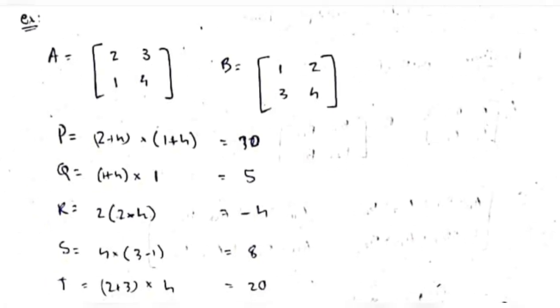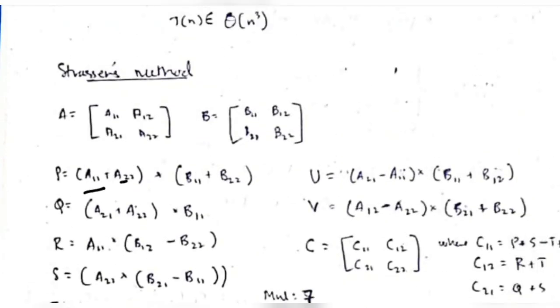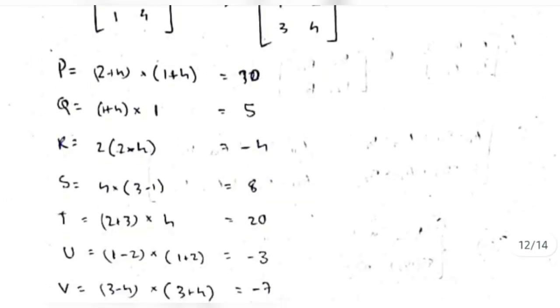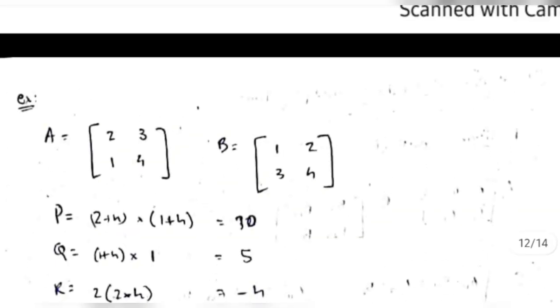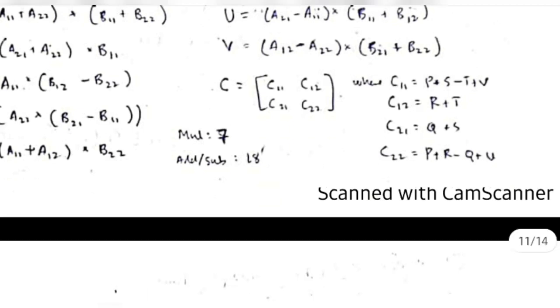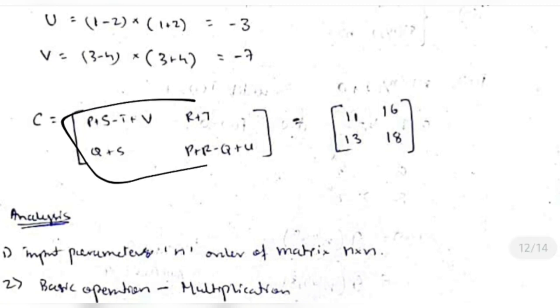Here I have shown an example. You can compare it for yourself. See here, what is P? P is given as A11 plus A22, this element plus this element, into B11 plus B22, this element plus this element. So we are adding two elements, 2 plus 4, into 1 plus 4. That is 30. Similarly we'll find out all of these, and then we'll apply these formulas to get C11 till C22, and get the final result. You can compare this for yourself.